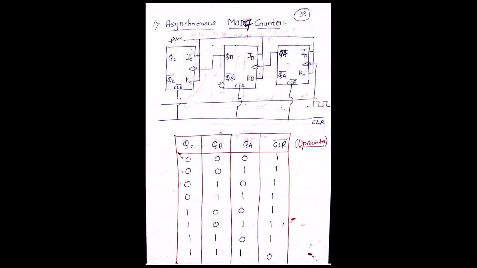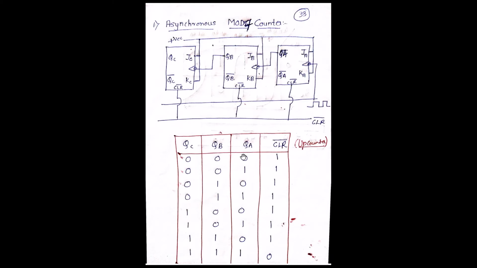If you look at the diagram, we have three flip-flops in which the J and the K inputs are connected together to VCC. The clock is applied to the LSB flip-flop and then the output of every flip-flop acts as an input to the next flip-flop. Since it is an up counter, we have a clear bar, which is active low, connected to the clear bar status. And we are going to start drawing the table of a mod 7 counter.